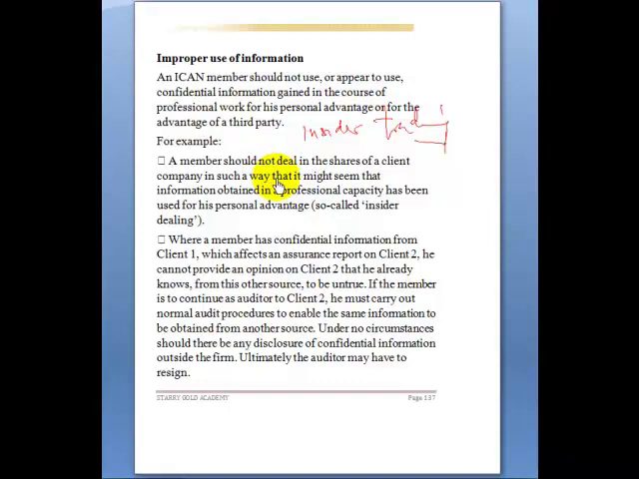A member should not deal in the shares of a client company in such a way that it might seem the information obtained in a professional capacity has been used for his personal advantage. Say a member has confidential information from client 1, which affects an assurance report on client 2. He cannot provide an opinion on client 2 that he already knows from this other source to be untrue. If the member is to continue as auditor to client 2, he must carry out normal audit procedure to enable the same information to be obtained from another source.